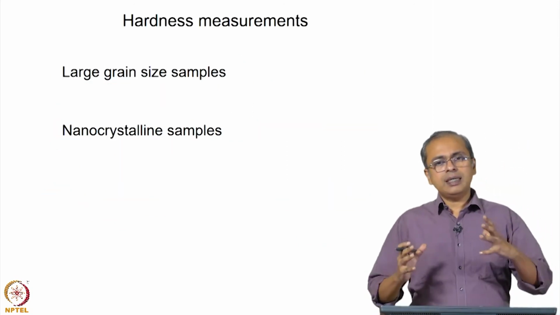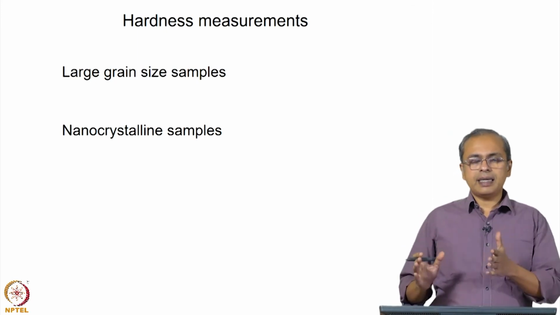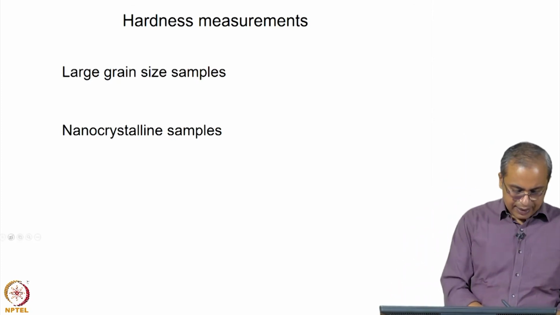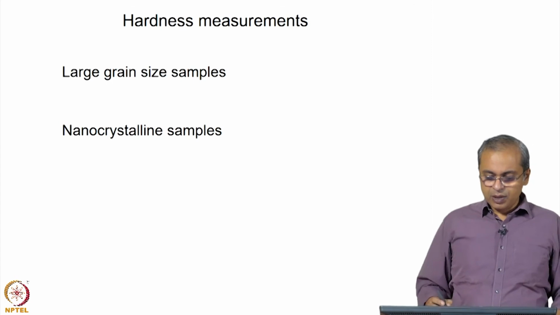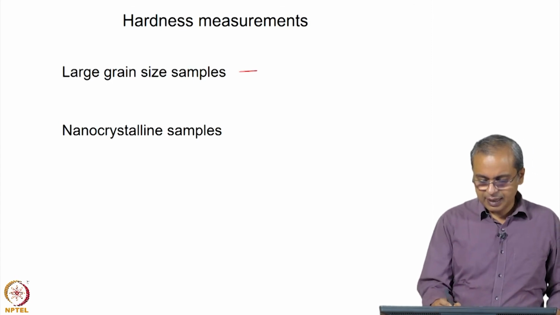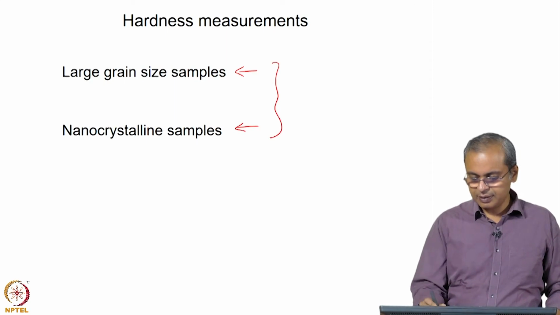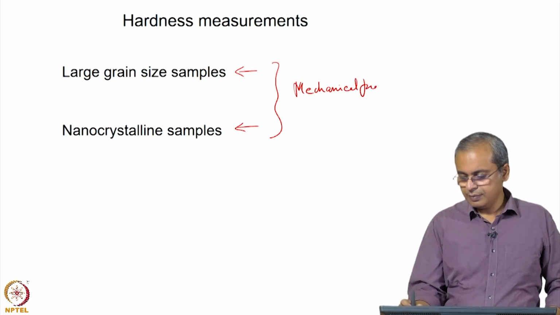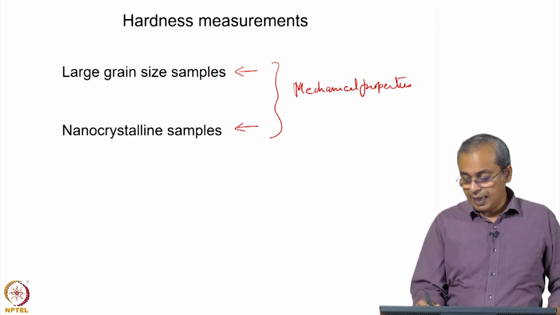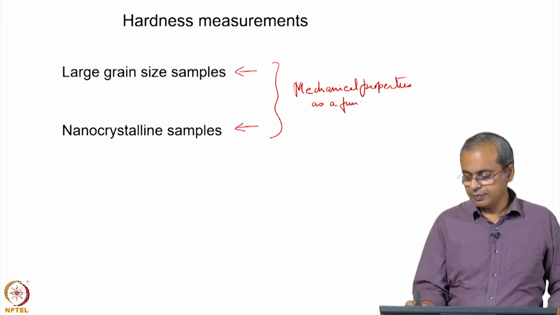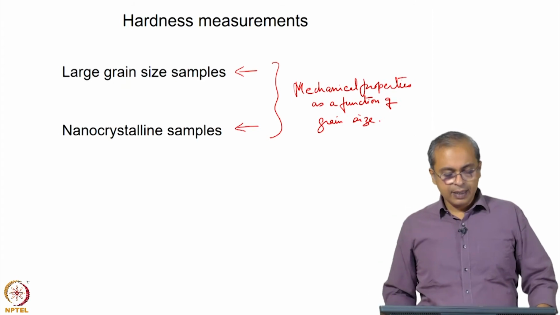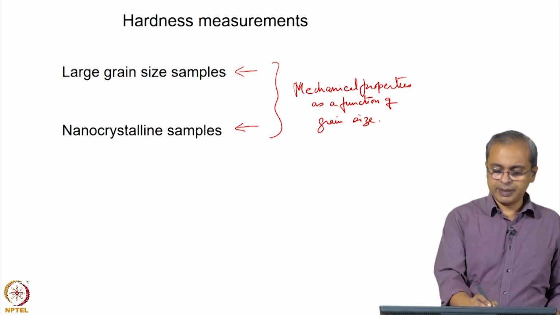So, now having gotten the samples, we want to make some estimate or actually some measurement which tells us something about the mechanical property of these samples, and that is the idea here. So, both for large grain samples as well as small grain samples we want mechanical properties as a function of size. Okay, so, this is what is desired. So, the way in which this is done is to make hardness measurements.